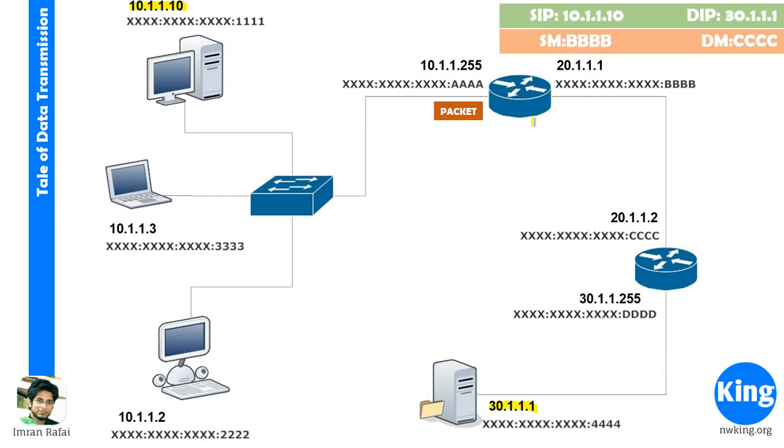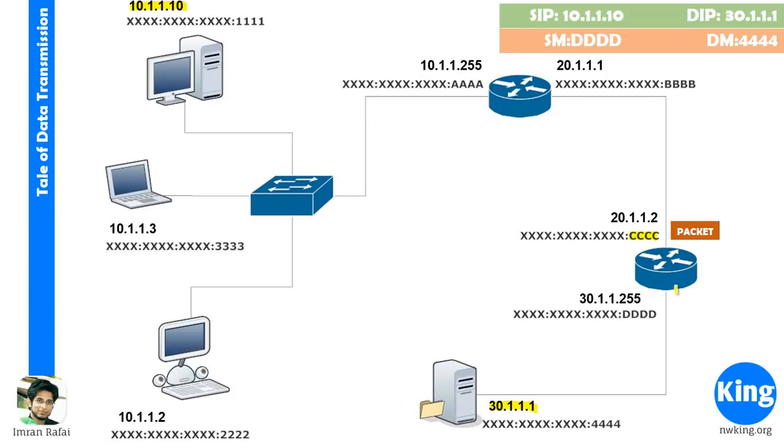So what it does, it updates the source information. The source MAC address is itself, and the destination MAC address is the other router. Now that packet comes to the other router. Now this router again strips the layer 2 information and looks at the layer 3 information. The destination IP address is 30.1.1.1, and this router looks at itself and sees that the 30.1.1.0 network is directly connected to it. So it updates the layer 2 information: the source MAC address is DDD and the destination MAC address is 444.